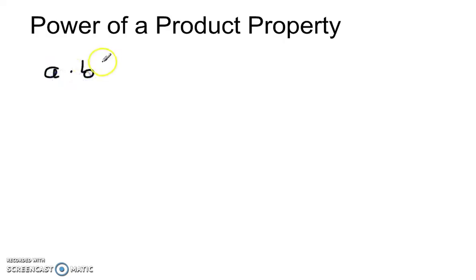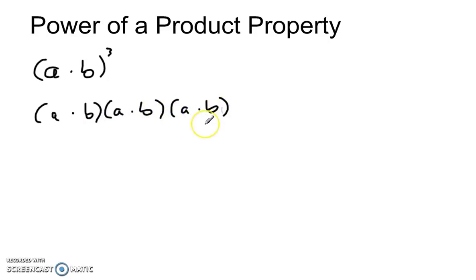If we have a power of a product like A times B to the third power, that means A times B times A times B times A times B. And that means we have 3 factors of A, 1, 2, 3. So that's A to the third power. And then we have 3 factors of B, so B to the third power. So this exponent applies to everything inside the parentheses. So that means A to the third power times B to the third power.